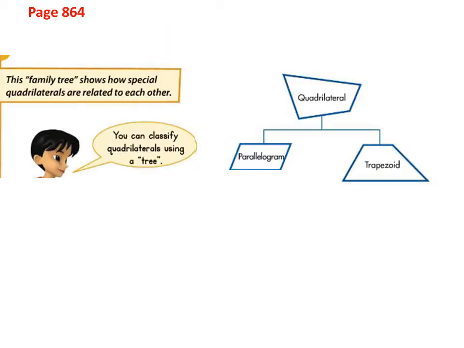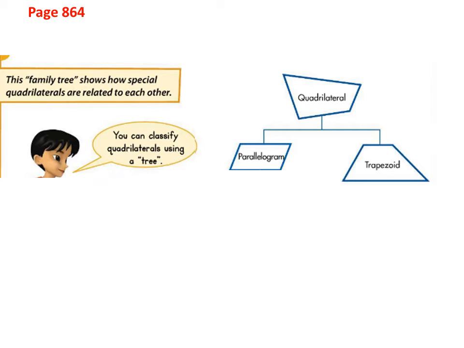This family tree shows how special quadrilaterals are related to each other. You can classify quadrilaterals using this tree. The main figure is quadrilateral. We have two main types of quadrilaterals: parallelograms and trapezoids. In the parallelogram, there are two pairs of parallel opposite sides. In the trapezoids, there is only one pair of parallel opposite sides.